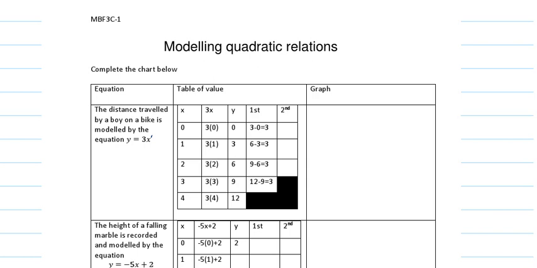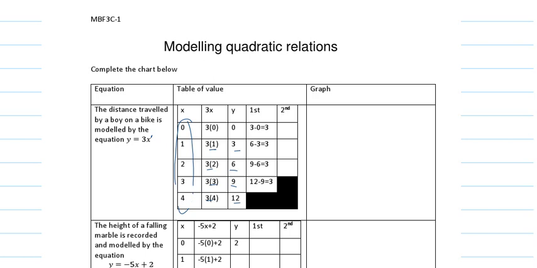So if I look at the table of values, I plugged in values of x into my equation. If I plug in 3 times 0, I get 0. If I plug in 3 times 1, I get 3. 3 times 2, I get 6. 3 times 3, 9. 3 times 4 is 12. These are the values of x I picked.